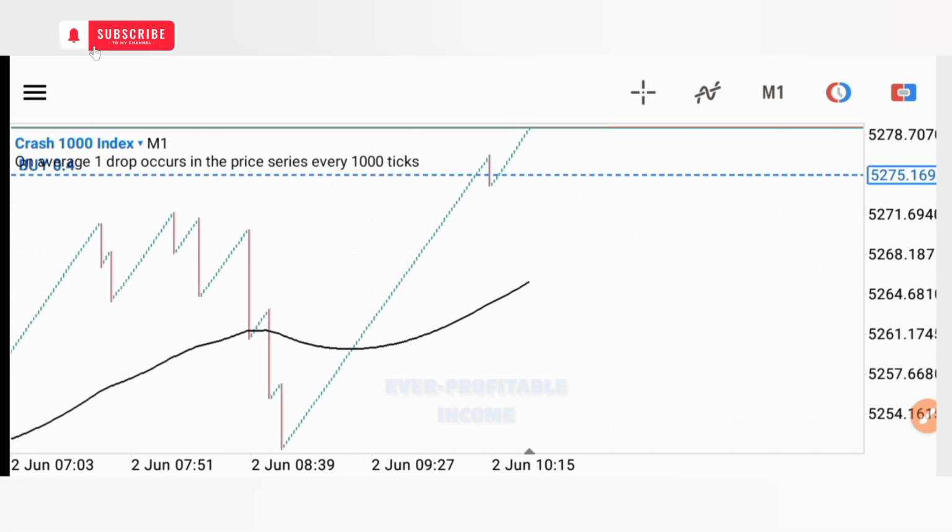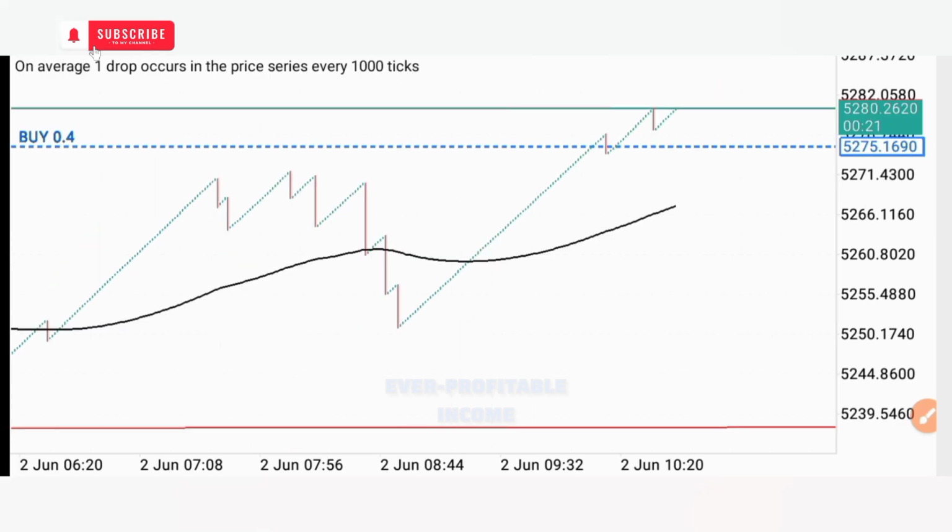So when you want to take a trade, check to see that the price is above the 200 exponential moving average. Then you can take a buy in Crash. So that is how to take a buy trade.